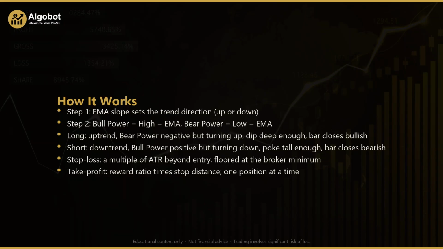Risk is defined immediately. The stop loss is placed a multiple of ATR beyond the entry, set by the ATR stop multiplier parameter, and it is never allowed inside the broker's minimum stop distance. The take profit is placed at the reward ratio multiplied by that stop distance, giving a fixed reward to risk on every trade. Only one position runs per magic number at a time, and the stop and target handle the exit.